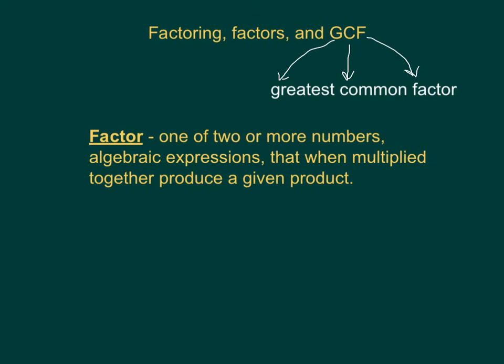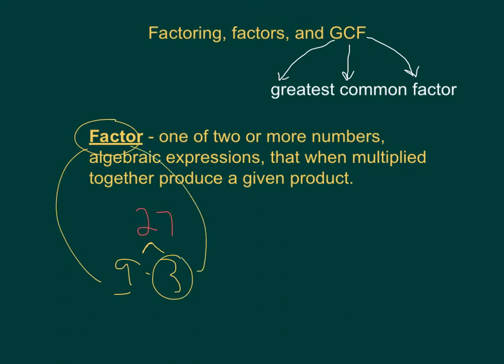All right, welcome back. So, factor. What is the definition of a factor? It's one of two or more numbers or one of two or more algebraic expressions that, when multiplied together, produce a given product. For example, let's talk about factors of 8. One of the factors of 8 are 4 and 2. Why? So 4 is a factor. Why is it a factor? It's one of two numbers, right, that when multiplied together have a given product. 27. What are some factors of 27? 9 and 3. So 9 is a factor.